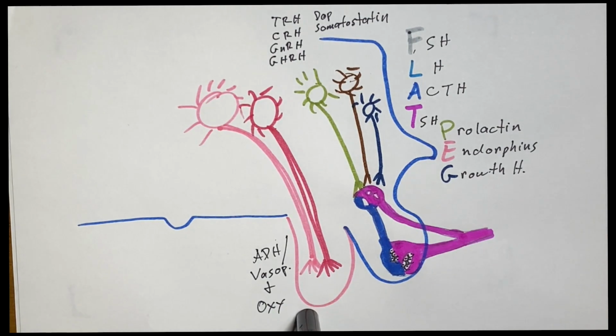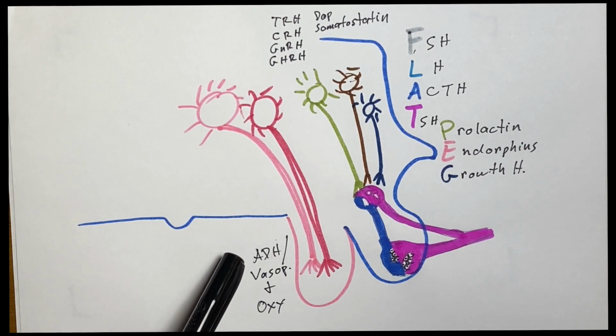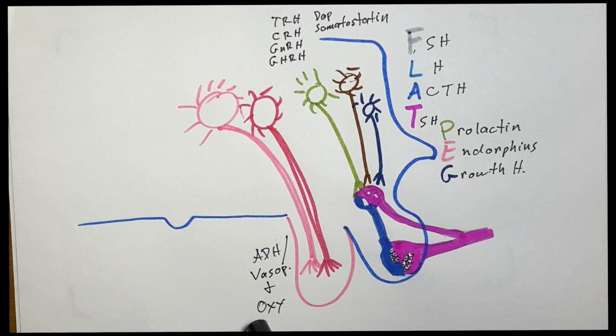Now, what causes each of these hormones to be released from the posterior pituitary gland? ADH is released in response to dehydration. That's also low blood volume and low blood pressure. Oxytocin is released in response to uterine contractions, the infant suckling on the areola, and the male ejaculation response.